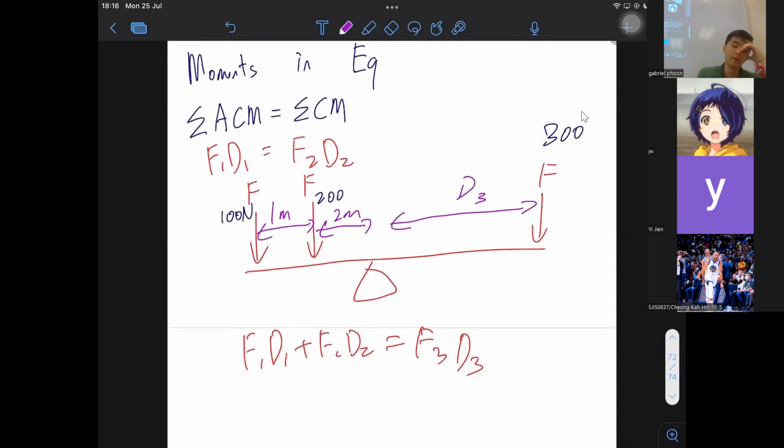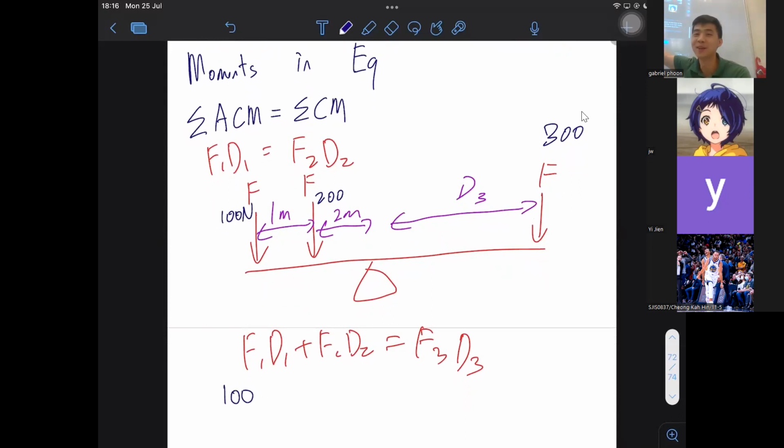What should I do when I have all this information? How do I substitute it in? Obviously, my F1 is going to be 100, right? How much is my D1? 1. How many of you say 1? Any of you tell me it's 1? It's not going to be 1.